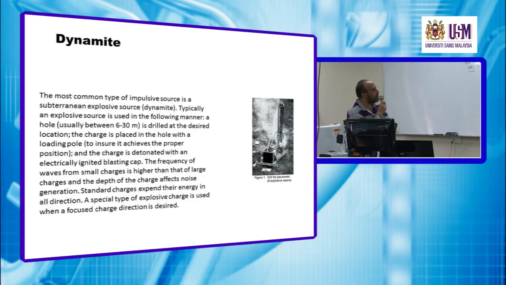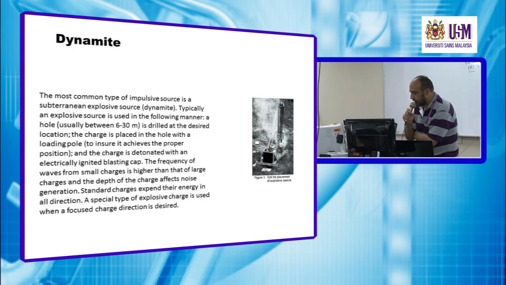Typically, an explosive source is used in the following manner: a hole, usually between 6 and 30 meters, is drilled at the desired location. The charge is placed in the hole with a loading hole, an apparatus to put the charge at the desired location. And the charge is detonated with an electrically ignited blasting cap. The frequency of waves from a small charge is higher than that of large charges, and the depth of the charge affects noise generation. Standard charges expend their energy in all directions. A special type of explosive charge is used when a focused charge direction is desired.